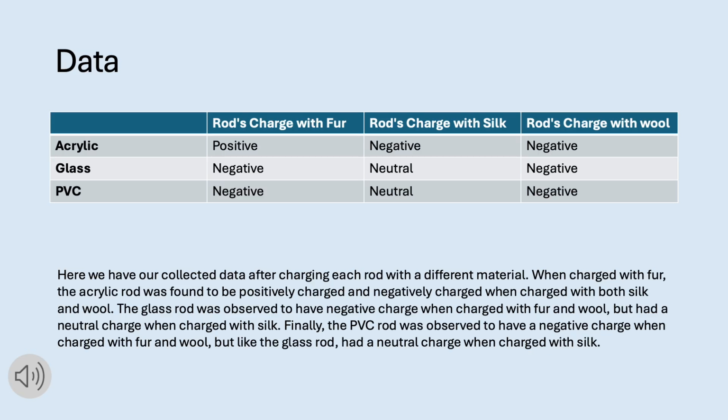Here we have our collected data after charging each rod with a different material. When charged with fur, the acrylic rod was found to be positively charged, and negatively charged when charged with both silk and wool. The glass rod was observed to have negative charge when charged with fur and wool, but had a neutral charge when charged with silk. Finally, the PVC rod was observed to have a negative charge when charged with fur and wool, but, like the glass rod, had a neutral charge when charged with silk.